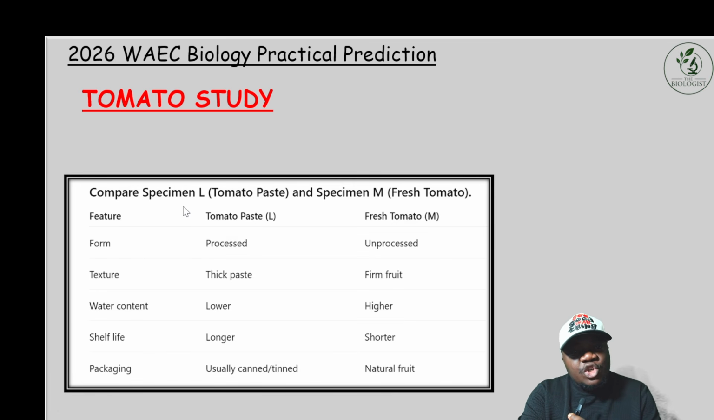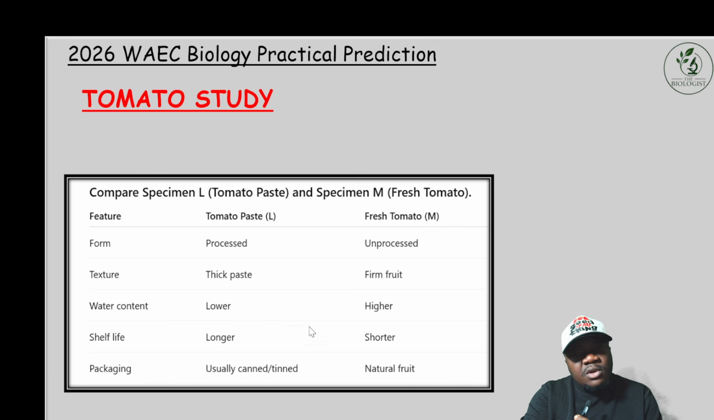Then, just a comparison between tomato paste, which is specimen L, and fresh tomatoes. If you refer to the beginning of the lesson, I gave you a picture of how it looks. Then the form: tomato paste is already processed, while the fresh tomato is unprocessed. Then the texture: tomato paste is a very thick paste, while fresh is a firm fruit.